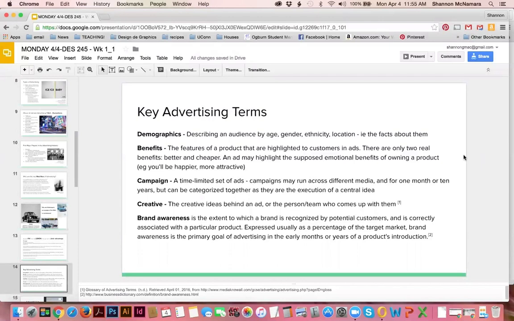So our last term that I haven't gotten to is the creative, which are the creative ideas behind an ad or the person or team who comes up with them. As graphic designers, your ultimate goal in your profession is to work on the creative teams, work with the copywriters, maybe even write copy of your own, which you will be doing this mod, because we're going to be designing some billboards. We're going to design a homepage. Our first assignment is doing a logo. So, you are going to be your own creative team.